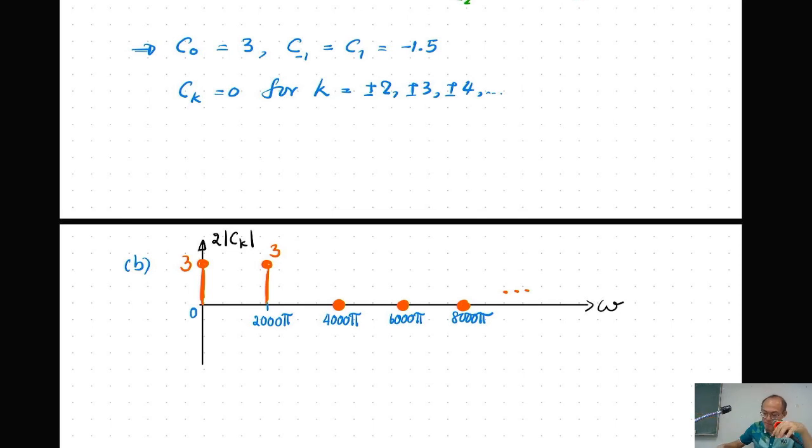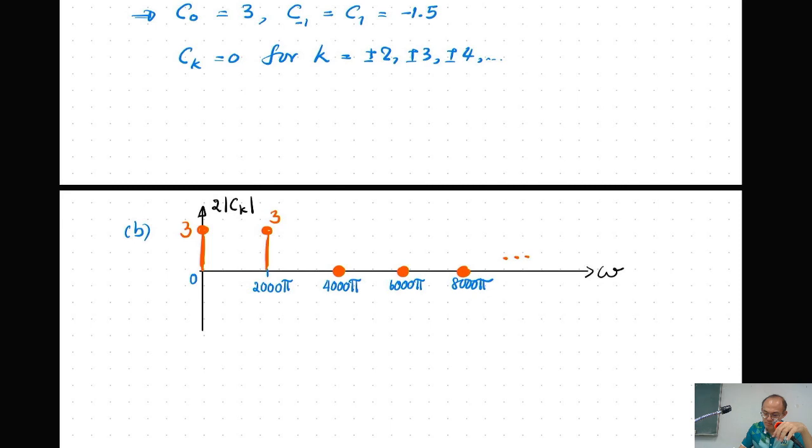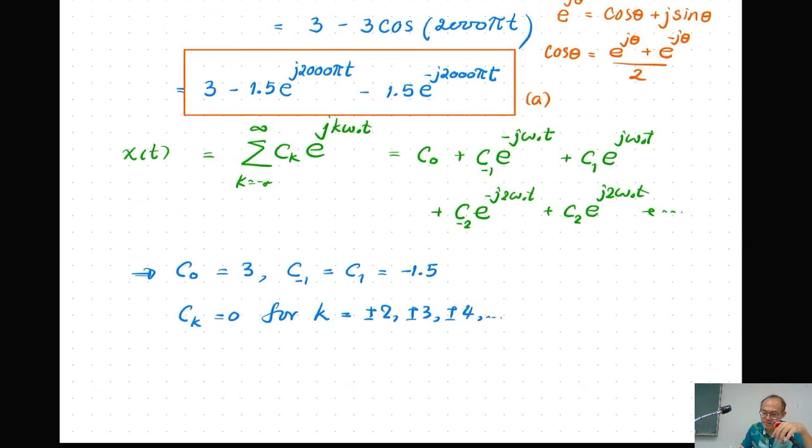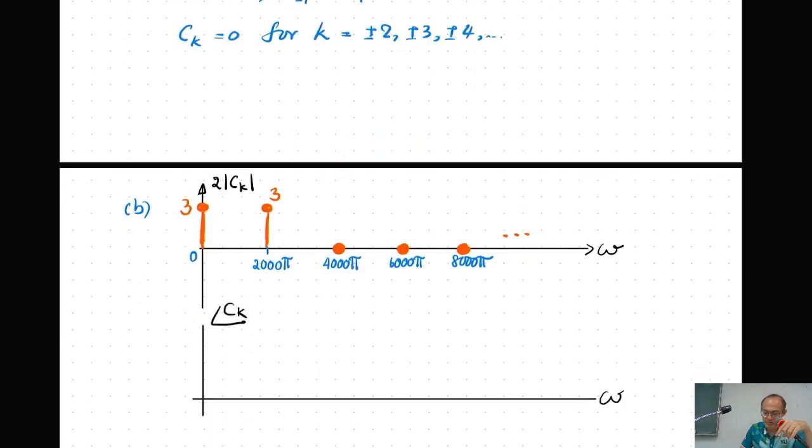Okay, now what about the phase? If you look at the phase at omega equal to 0, the phase is 0, right? Because this is a positive real value, so the phase is 0.